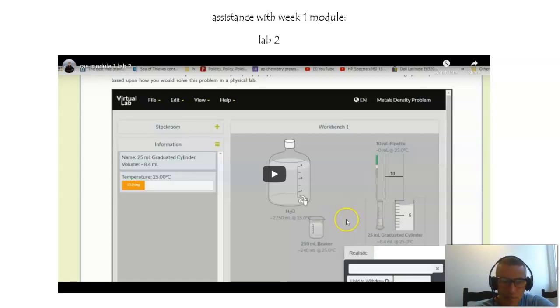Since density is mass over volume, you're going to get the mass of each one by weighing it, and the volume of each one by just adding it to water in a graduated cylinder. The metal will raise the volume of the water, and how much it raises it is how much the volume is. And then you do mass divided by volume, look it up on a list, and you should get a match with a known sample. I like it. It's a good lab. Let's go ahead and watch some assistance.